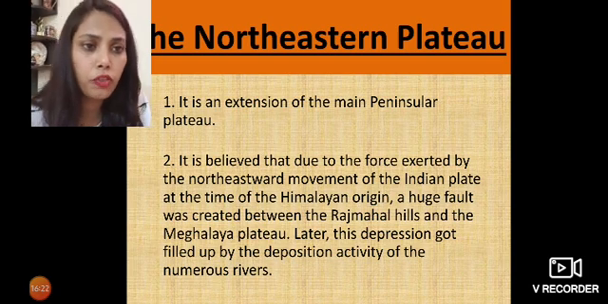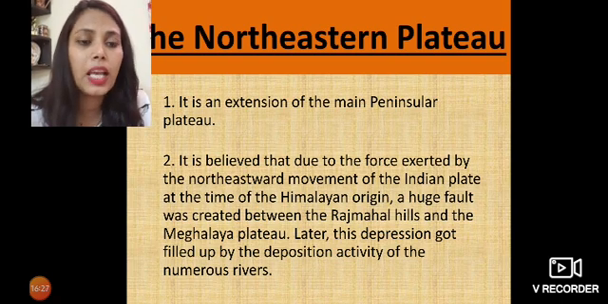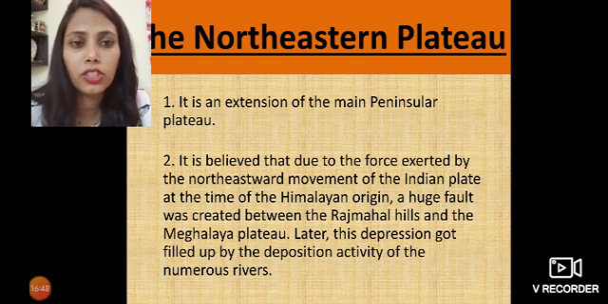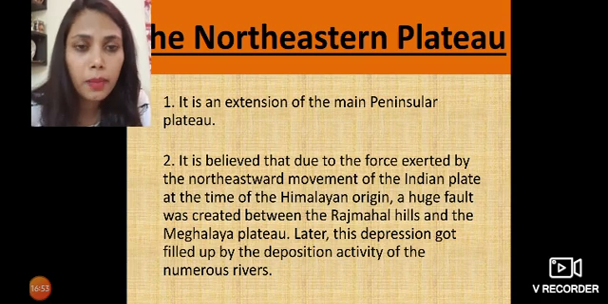It is believed that due to force exerted by the northeastward movement of the Indian plate at the time of Himalayan origin, a huge fault was created between Rajmahal Hills and the Meghalaya Plateau. This depression got filled by the deposit and activity of numerous rivers. So basically, like I have told you to remember all the states of India, so things become easier, clearer for you. Where you have Chhattisgarh, Jharkhand, that side we have the Rajmahal Hills. And Meghalaya Plateau is in Meghalaya. So in the middle we have West Bengal, Bangladesh.